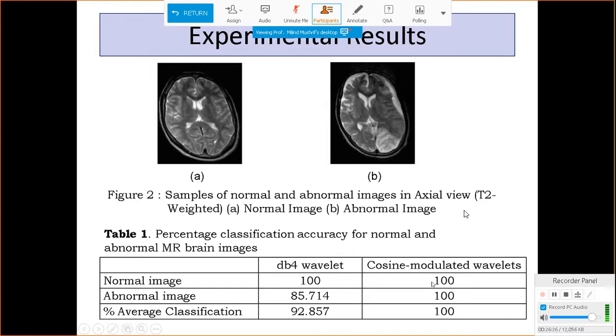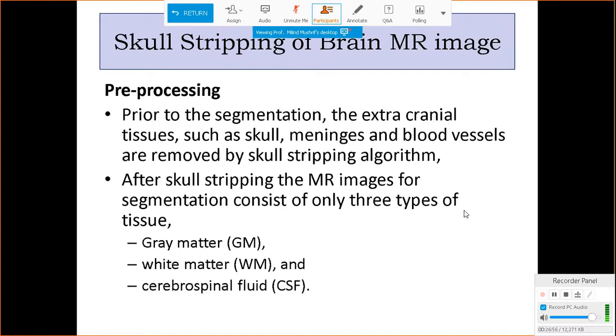So we got 100% classification accuracy, and we compared these results with the DT4 wavelet analysis, where in case of normal images we got 100% classification accuracy, but in case of abnormal images the classification accuracy was about 85% only. So that is the first part of our analysis.